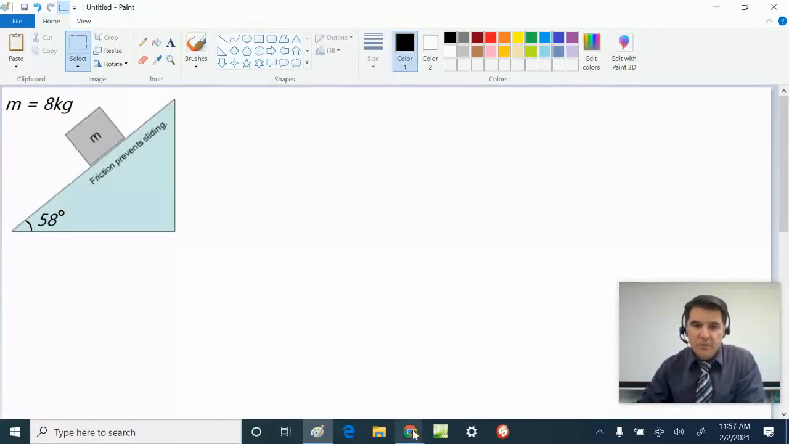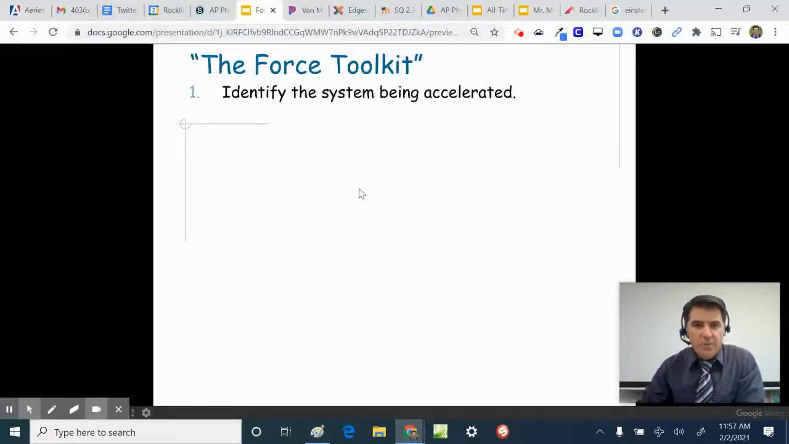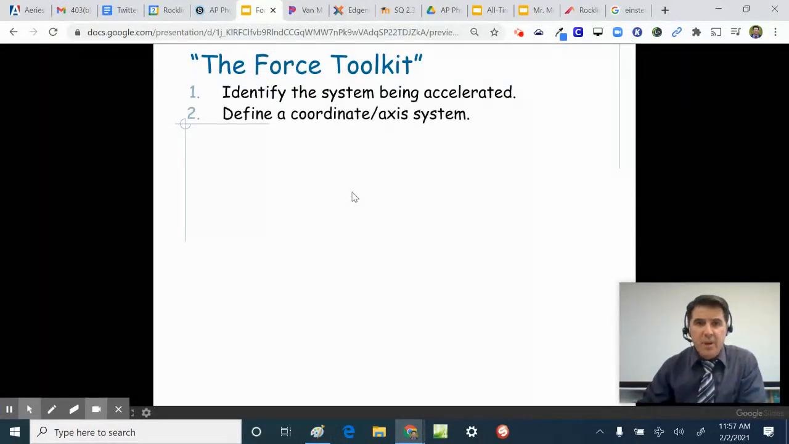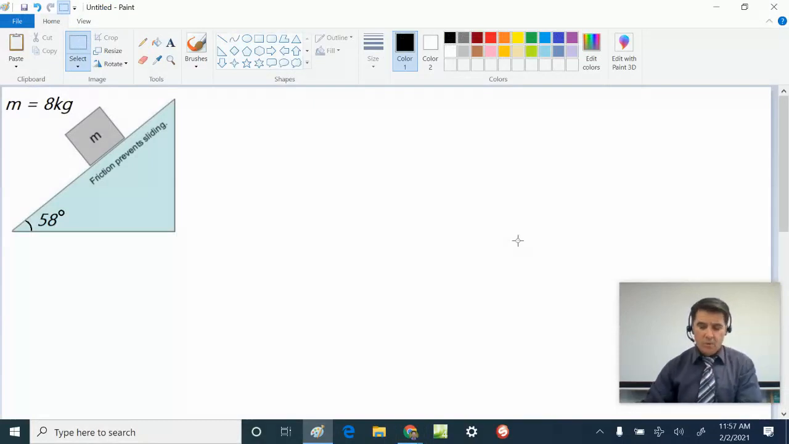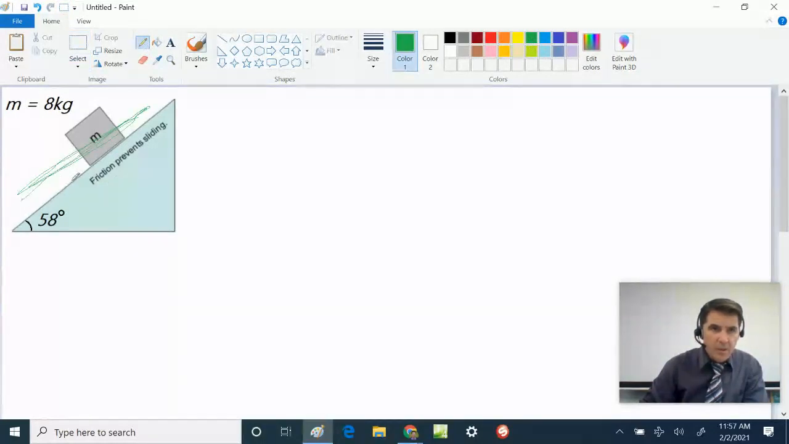diagram for this. First step is to identify the system being accelerated. We just did that. The second step is to define a coordinate system. Our coordinate system here is going to consist of the direction of up and down this hill. This direction will be the x, and then this perpendicular will be the y.